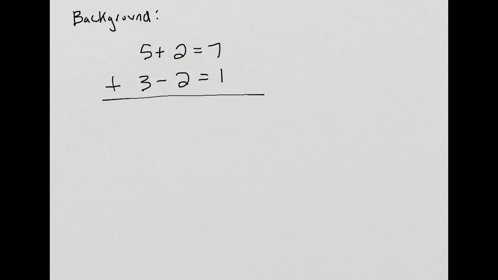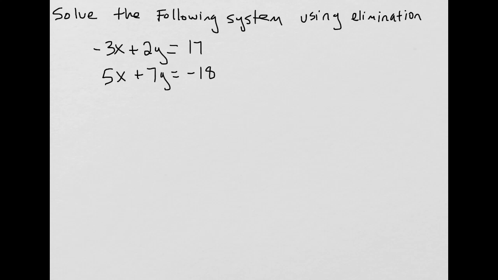So if I just add going straight down, 5 plus 3 is 8. Then I have 2 plus negative 2 is 0. So I end up with 8 plus 0. And on the other side I have 7 plus 1 is 8. So a couple things I want you to observe. Number one is that the two sides are still equal to each other. And the second thing is that the 2's kind of eliminated themselves. So we're going to be using the same sort of idea with this elimination technique.